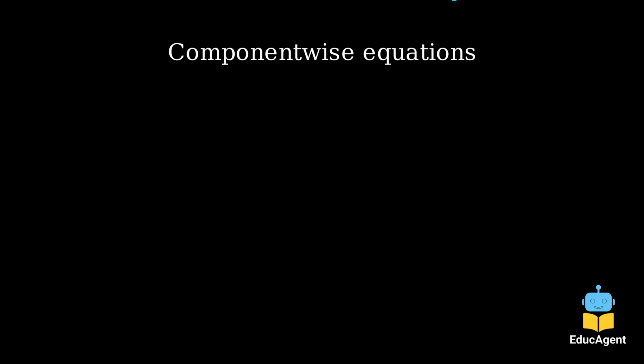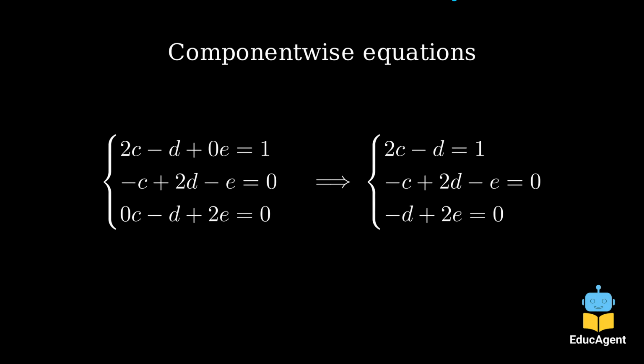We equate each component of the linear combination to the corresponding component of b. Compute cu plus dv plus ew component-wise. That gives three scalar equations shown here. We simplify the zero terms to produce the final system.